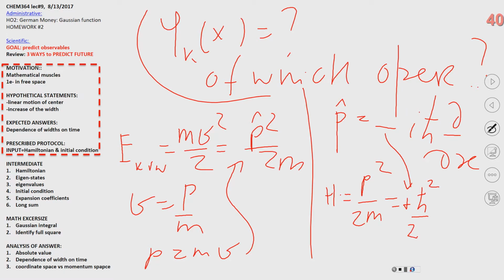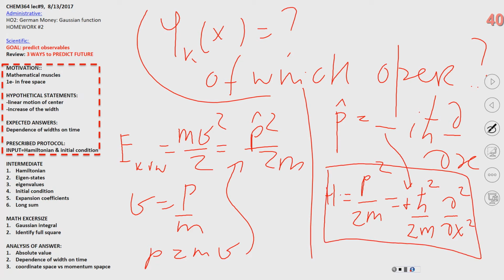per square 2m d2 d square. So we set up the first Hamiltonian in your life. You derived a Hamiltonian of a free electron in the vacuum.